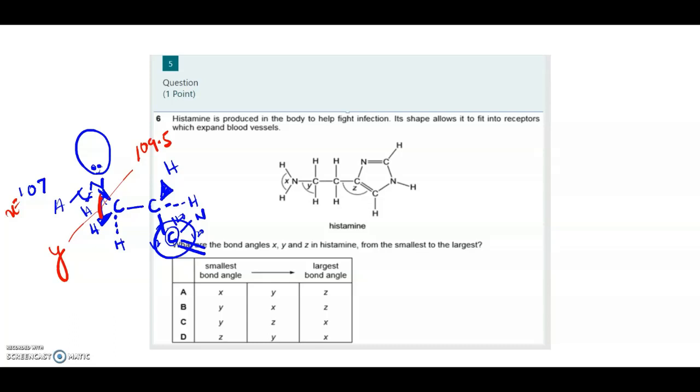So here Z is equal to 120. So this is 107, this is 109.5, and this is 120. So the smallest bond angle is 107 and it is X, and then 109.5 is Y, and the largest bond angle is Z. So option A is the correct option.